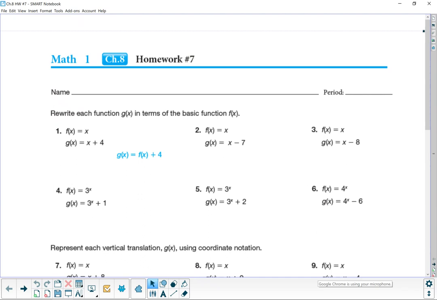All right, everyone, let's go ahead and do this. This is chapter 8, homework number 7. Right? This is rewrite each function g of x. So they're all going to be g of x. And we want to rewrite it in terms of the basic function f of x.